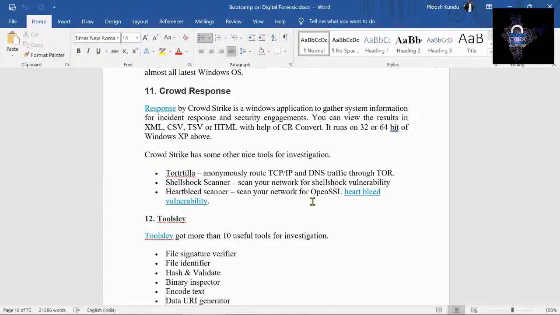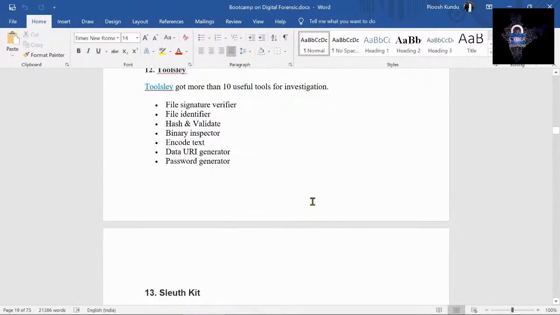Tortilla routes TCP, IP, and DNS traffic anonymously through Tor. Shellshock Scanner scans your network for Shellshock vulnerabilities. Heartbleed Scanner scans your network for OpenSSL Heartbleed vulnerability. Then there is a set of useful tools for investigation: a file signature verifier, file identifier, hash and validate, binary inspector, text encoder, data URI generator, and password generator.